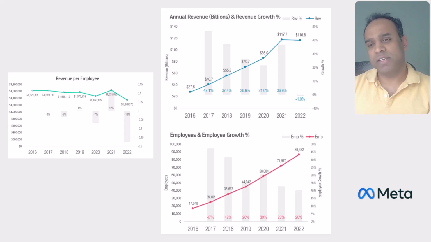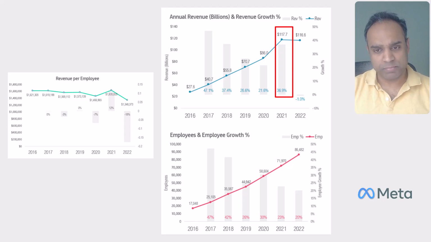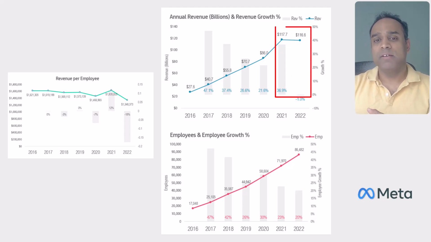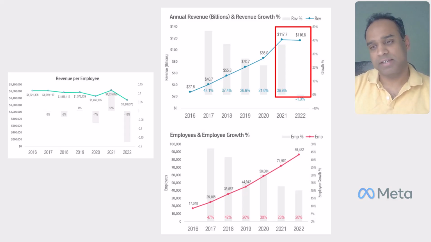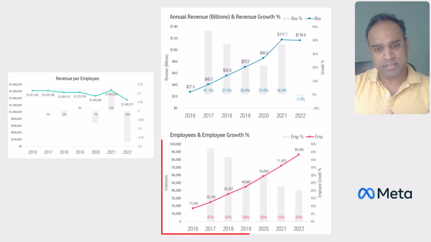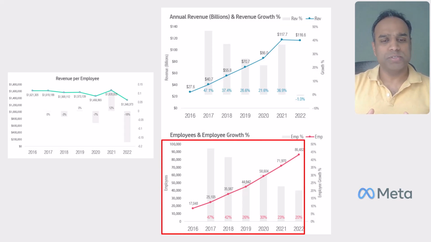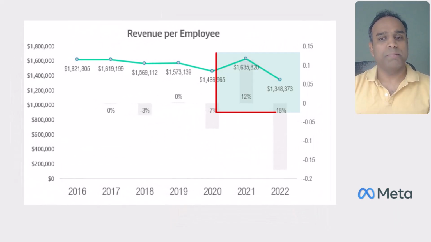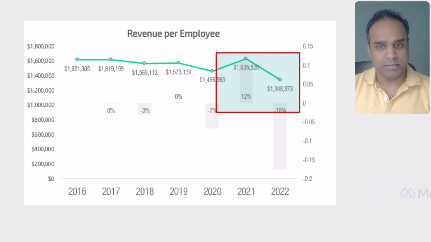Just like many other tech companies, revenue for Meta spiked 37% in 2021, but that could not be sustained, and the revenue declined slightly in 2022. However, the employee growth has continued, and the employee growth is not unusual by any standard. However, the revenue decline is causing the drop in revenue per employee.